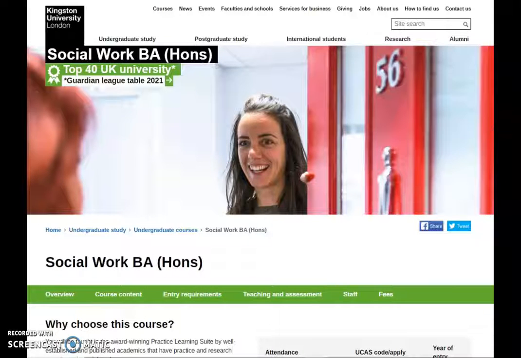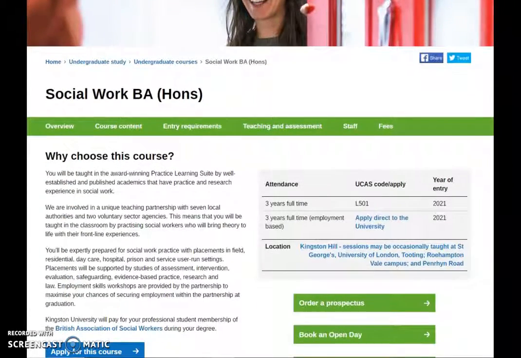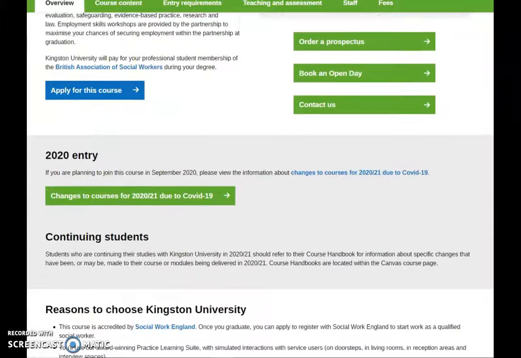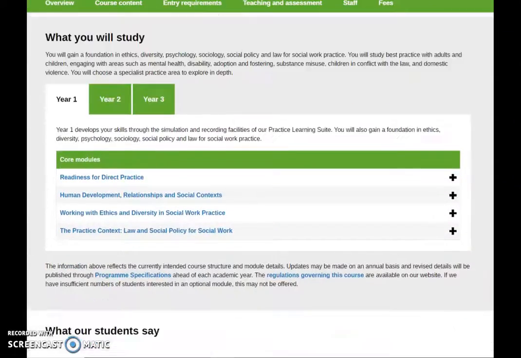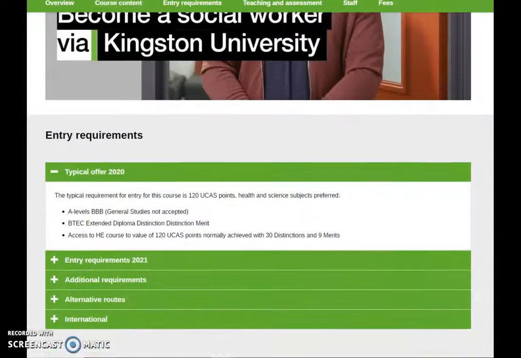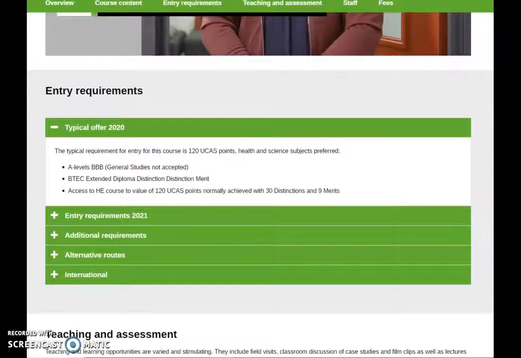If we now move on to Kingston University London to look at a bachelor's degree in social work, for example, and we go through, you can again see the information about the course. There may be some changes due to COVID, for example, but if you go further down, I believe there were the entry requirements. And again, the typical offers go to A levels at BBB, BTEC distinction merit, so it's your DDM, or 120 points.